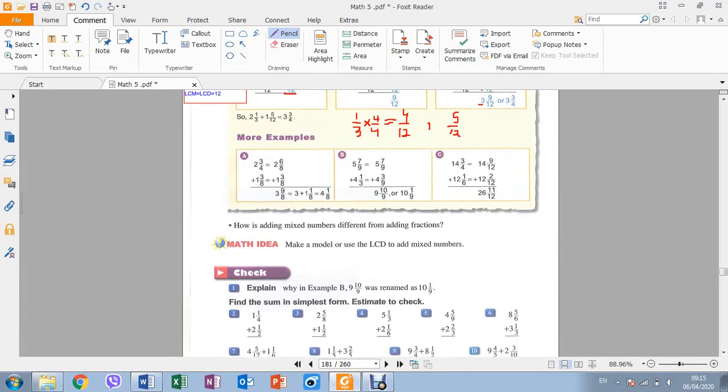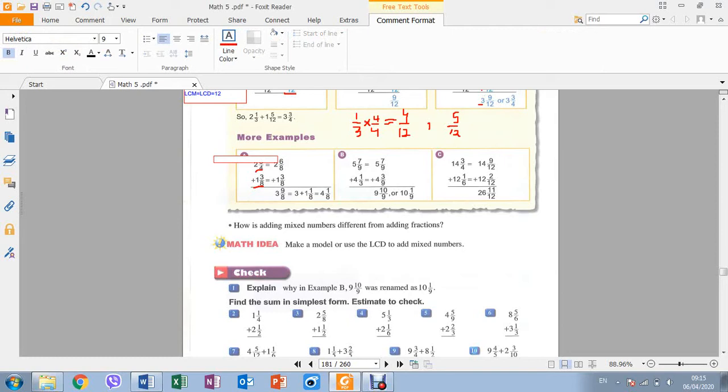More examples, A, B, C, okay? When we have this example, 2 and 3/4 plus 1 and 3/8, okay? I tell them our denominator is 8. LCM equal to LCD equal to 8, okay?